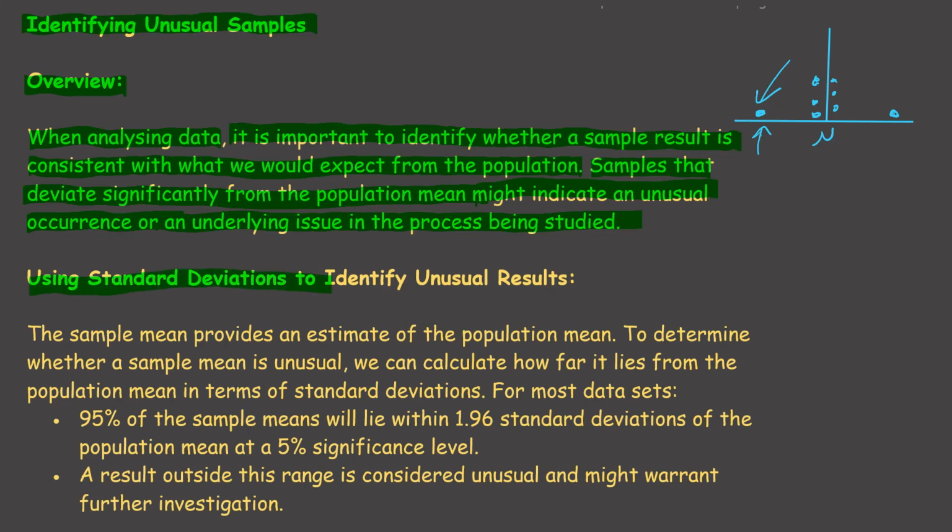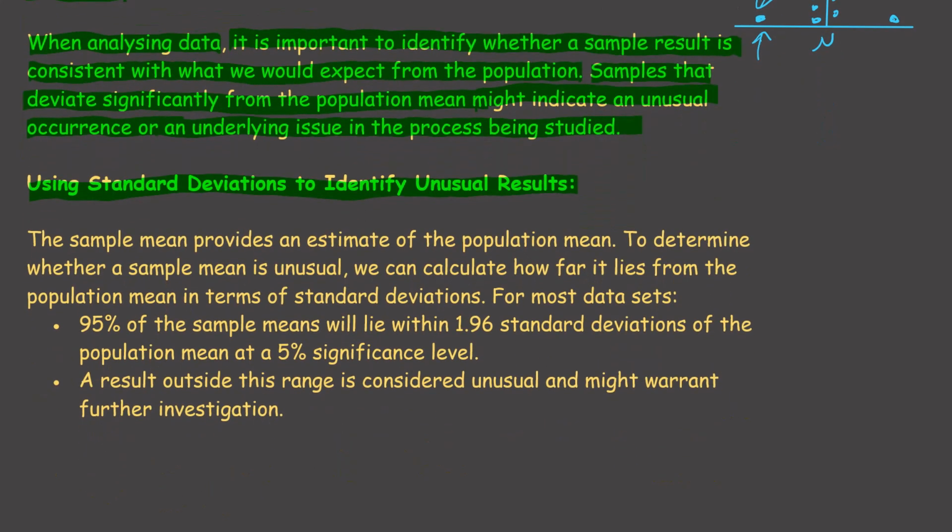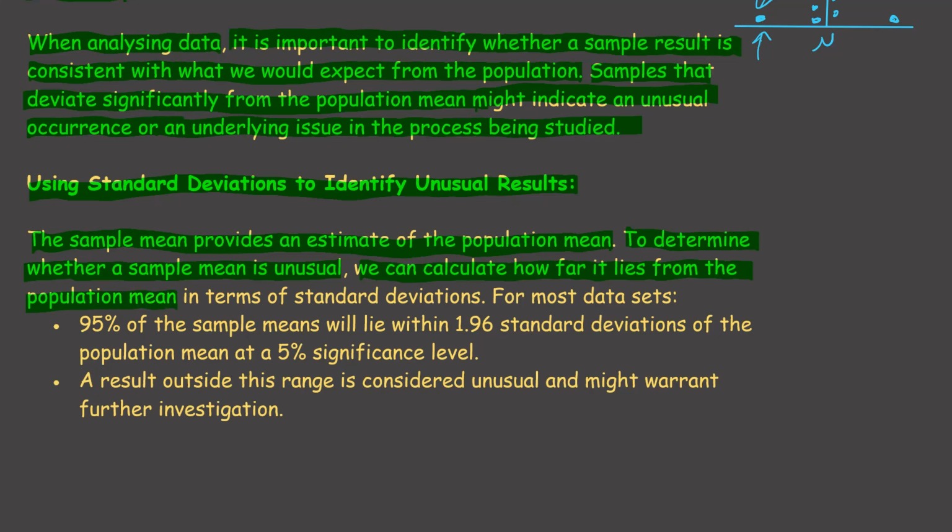Using standard deviations to identify unusual results. The sample mean provides an estimate of the population mean. To determine whether a sample mean is unusual, we can calculate how far it lies from the population mean, provided we know that, in terms of standard deviations.